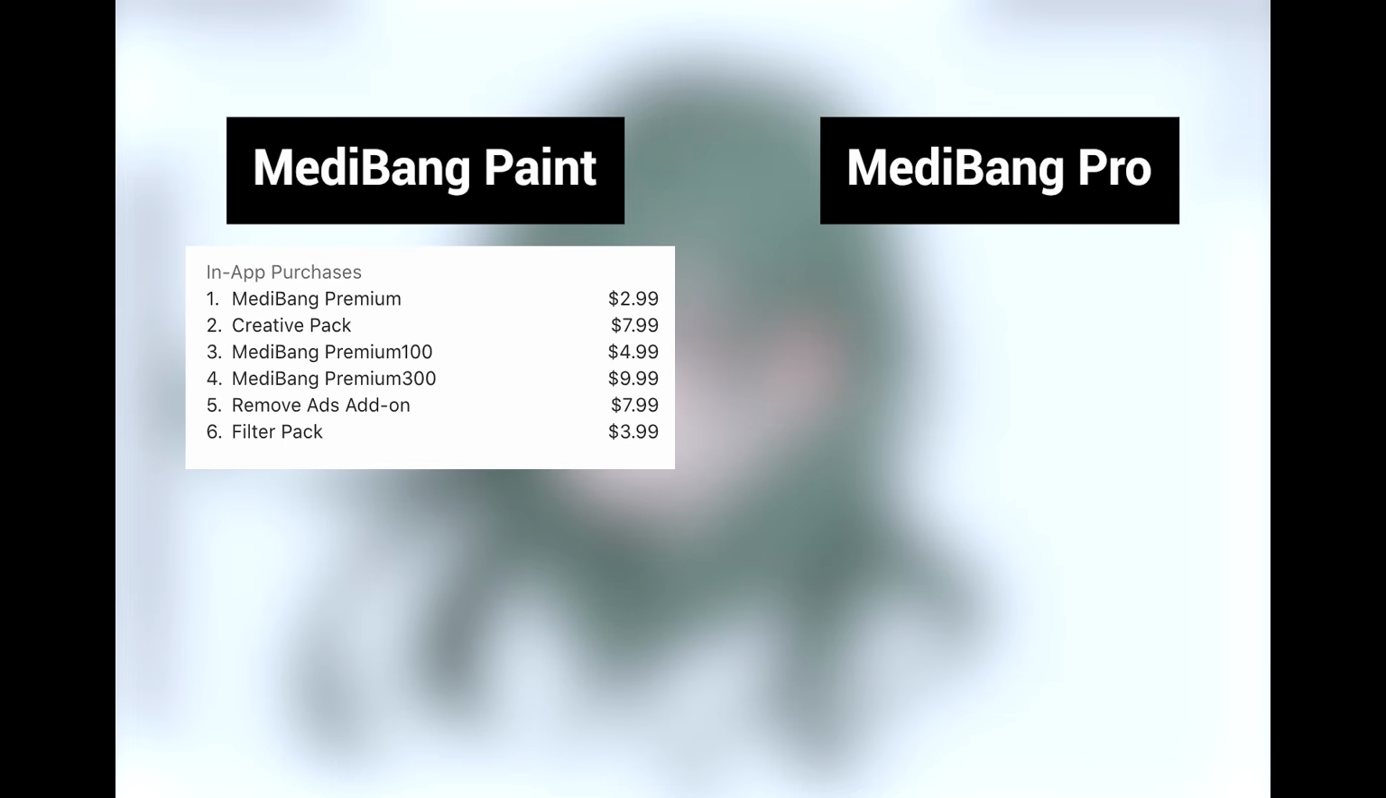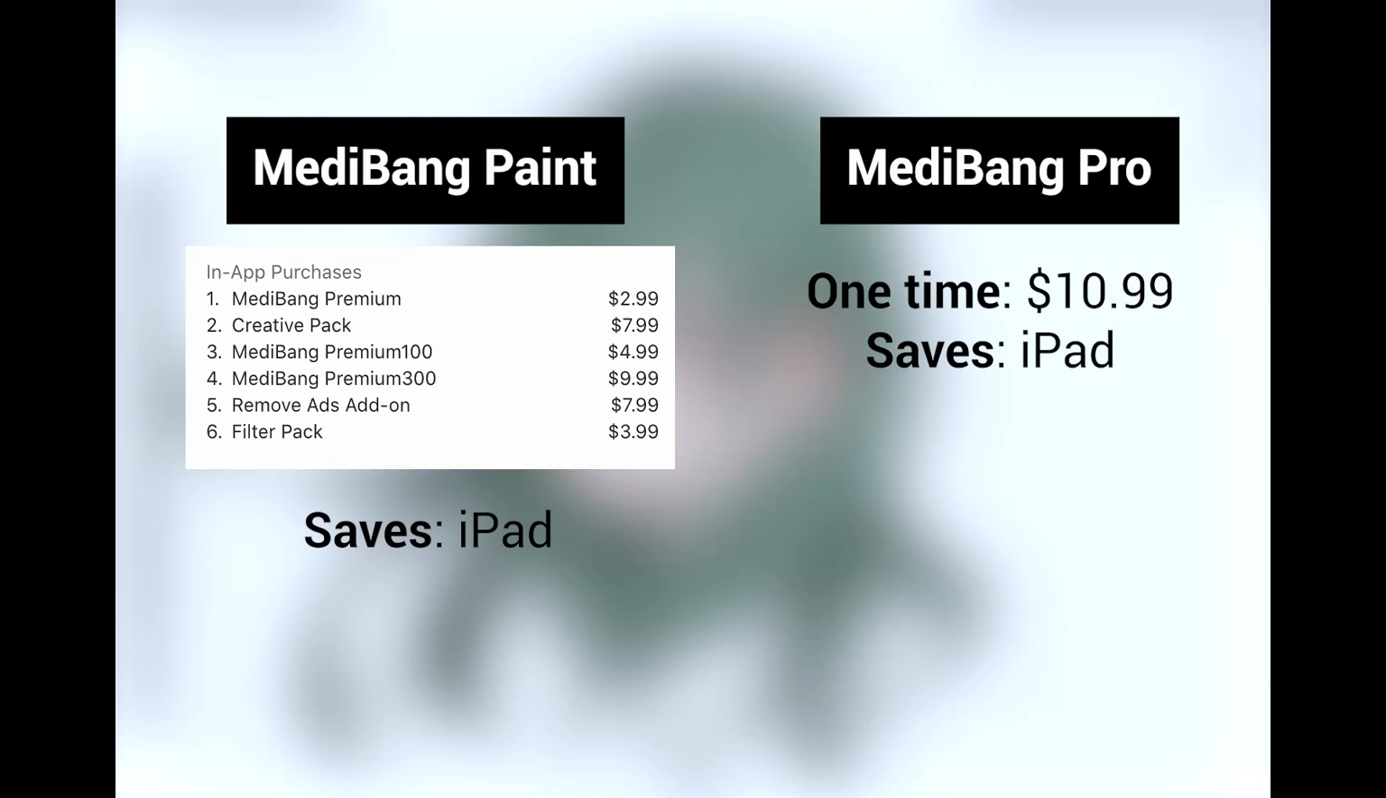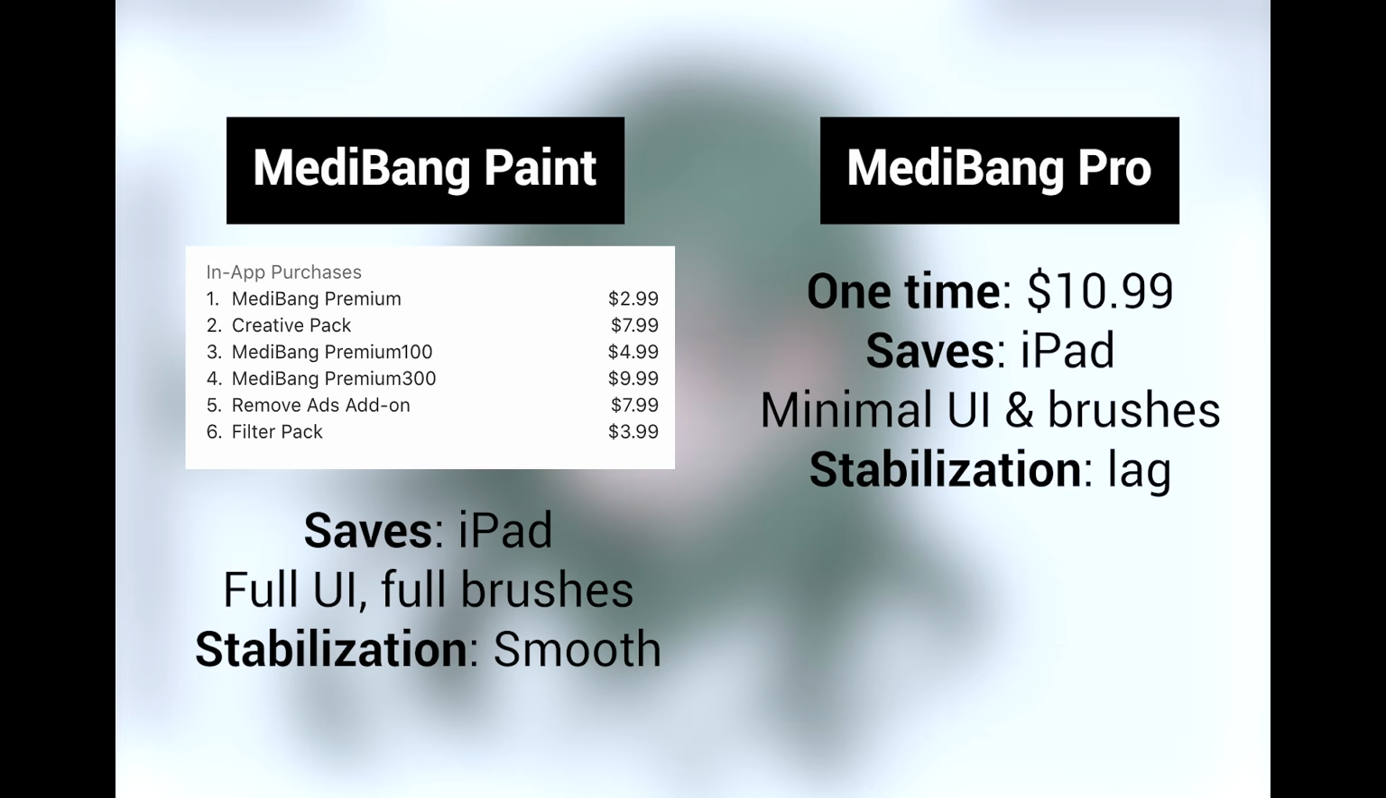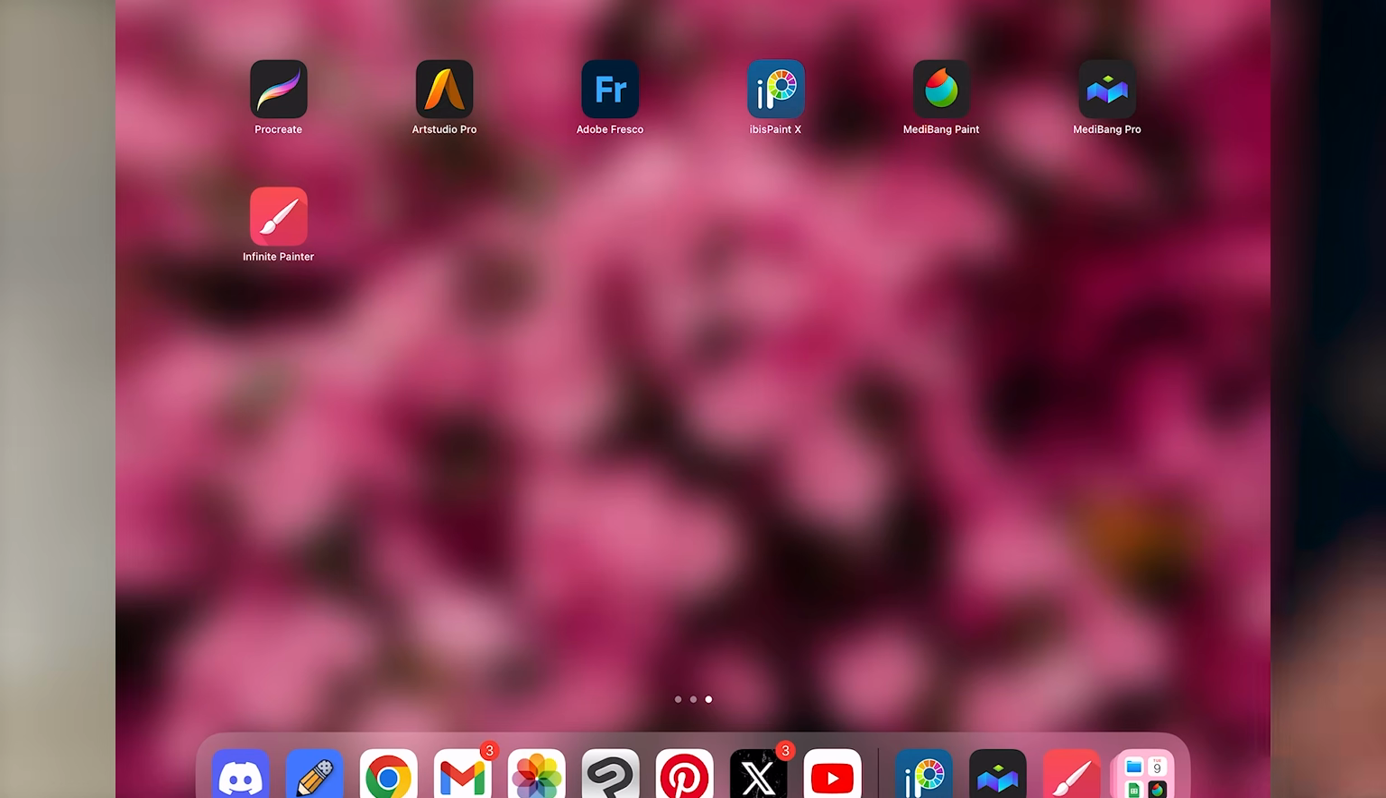Yeah. Metabang Paint and Metabang Pro. Metabang Paint prices slapped on the screen. For Metabang Pro, lifetime license is $10.99. For both apps, files are saved onto the iPad. Metabang Paint has a UI of full panels, brushes have full customization, and smooth stabilization. For Metabang Pro, the UI is super minimal, with very minimal customizations to the brushes, and stabilization has a slight lag to it. Next up is Infinite Painter.